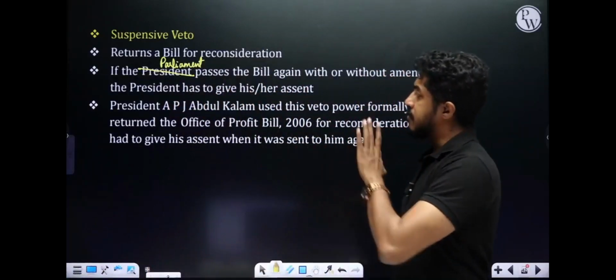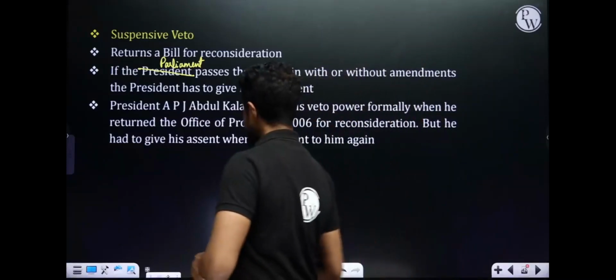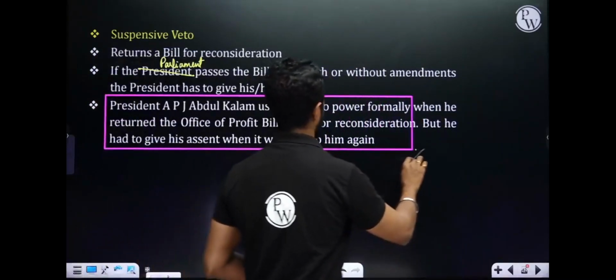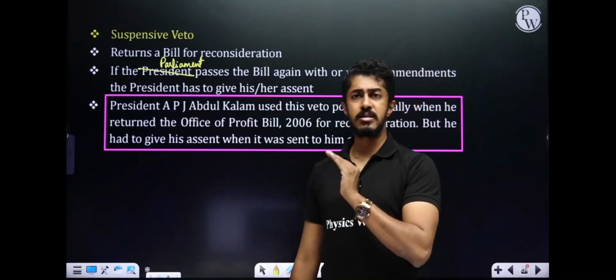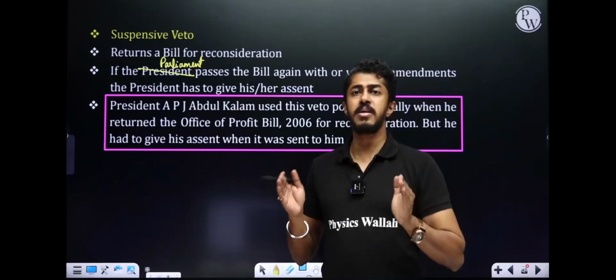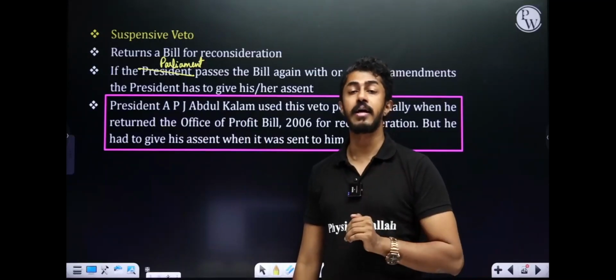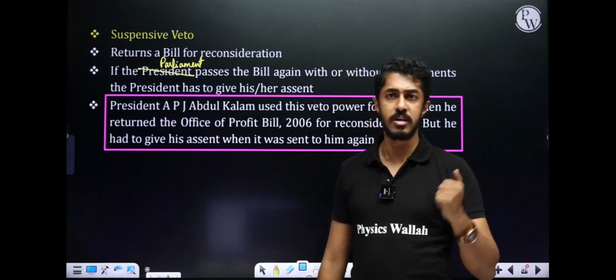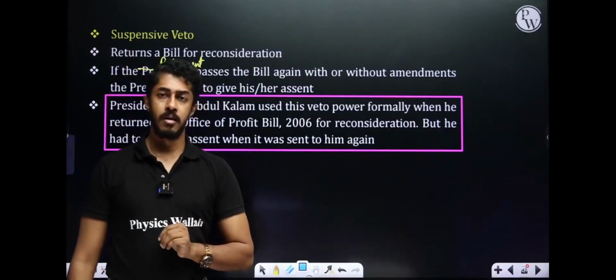Who has done it? President APJ Abdul Kalam used this veto power formally when he returned the Office of Profit Bill 2006 for reconsideration. However, he had to give his assent when it was sent to him again. One of the last presidents who were very active with regard to the whole administration. He was one such president. Again, Pranab Mukherjee is also there. I'm not denying that fact. But they were that last generation, I would say, who literally took their job seriously and looked at everything from an objective angle. All right.